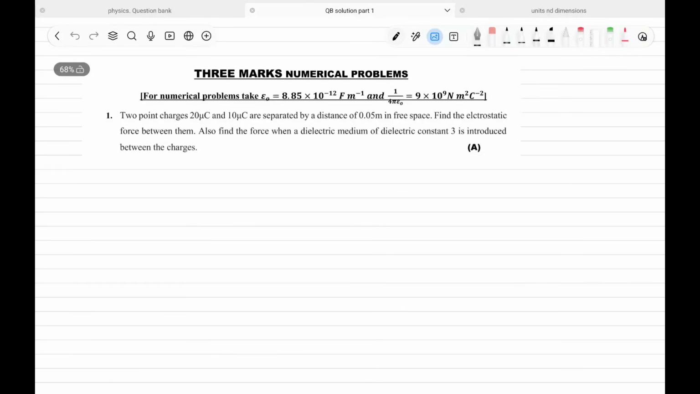In this video we will explain 3 marks numerical problems. The question asks: two point charges, 20 microcoulomb and 10 microcoulomb, are separated by a distance of 0.05 meter in free space. Find the electrostatic force between them. Also find the electrostatic force when a dielectric medium of dielectric constant 3 is introduced between them.